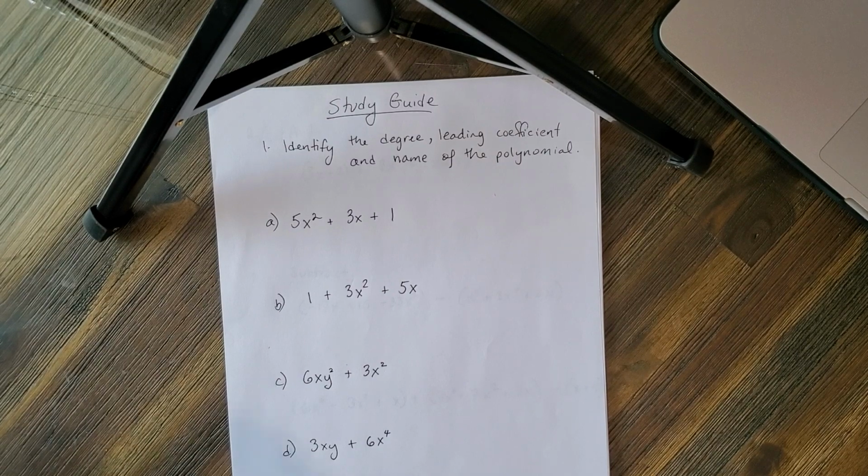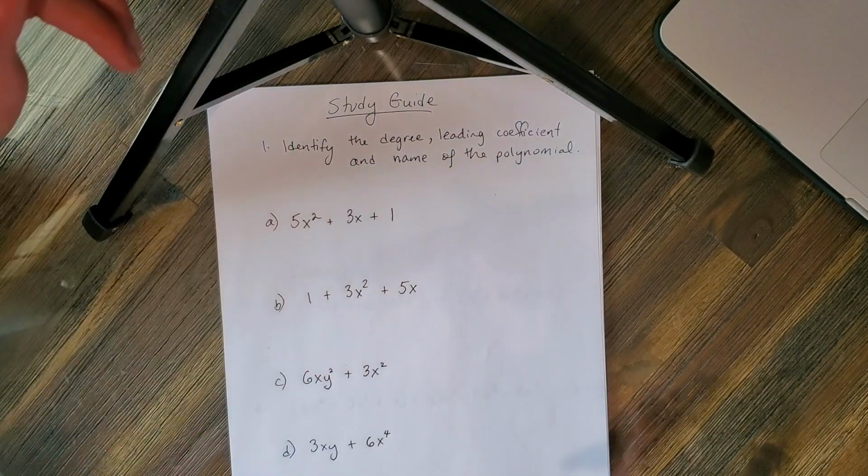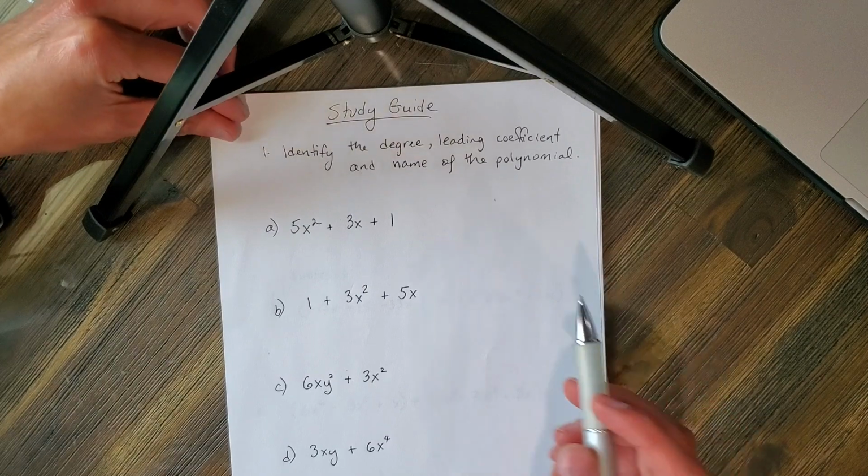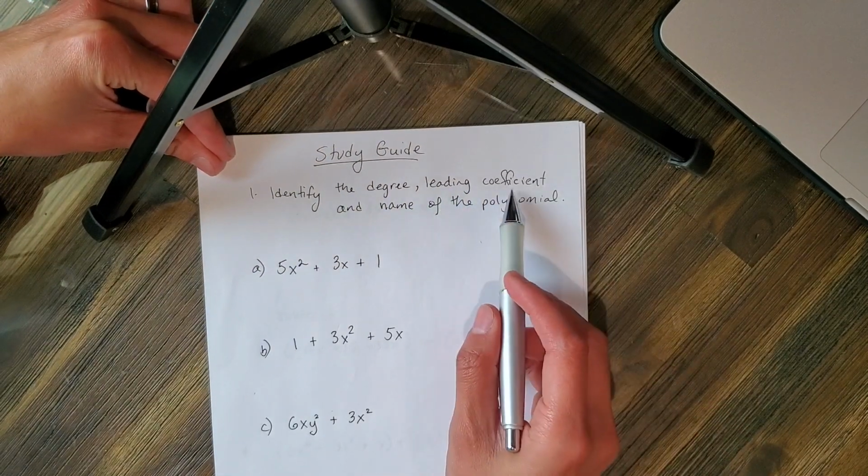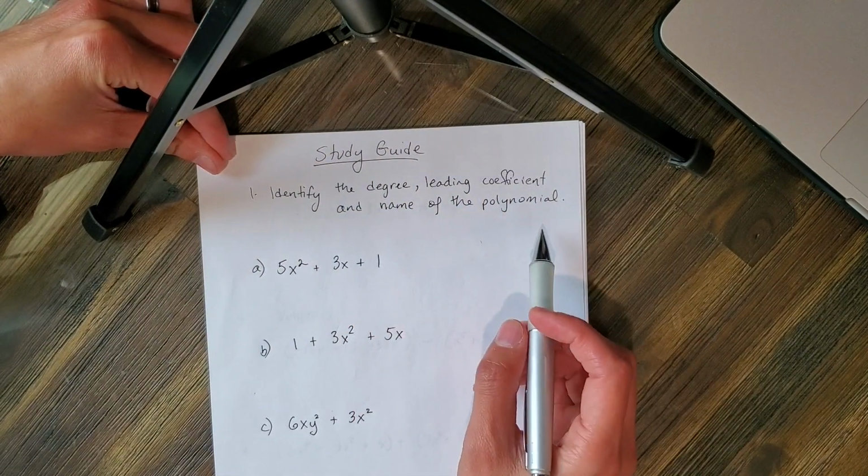So this is a study guide for your first test. Okay, let's begin. Identify the degree, the leading coefficient, and the name of the polynomial.